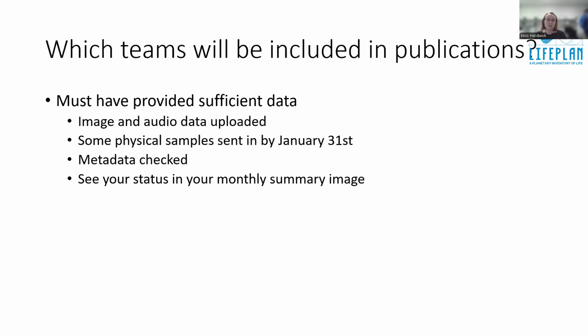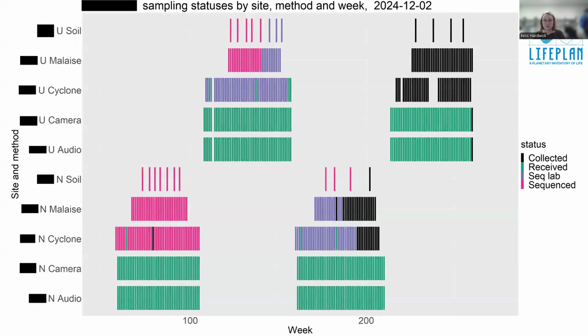And to find out whether your samples have been sent in, whether your image and audio data has been sent in, every month we send you a summary image that looks something like this. This is an example from one unnamed team. So on the x-axis, you've got the weeks. You've got the years in these big chunks, 2021, 2, 3, 4. And we're at the natural site, urban site, natural site, urban site. And we've got the different sampling methods here: soil, malaise, cyclone, camera, and audio.